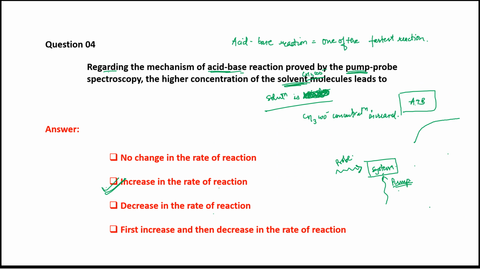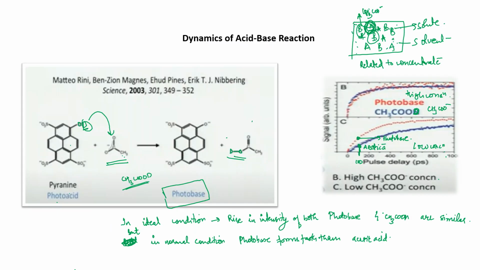Okay. Now, regarding the mechanism of acid base through pump probes with the high concentration of the solvent molecules. This was an experiment done by Nibbering and group, where they had studied in detail how the acid base reaction takes place. The whole process was also studied through ultrafast process study only. Why? Because the acid base reaction is considered to be one of the fastest reactions.